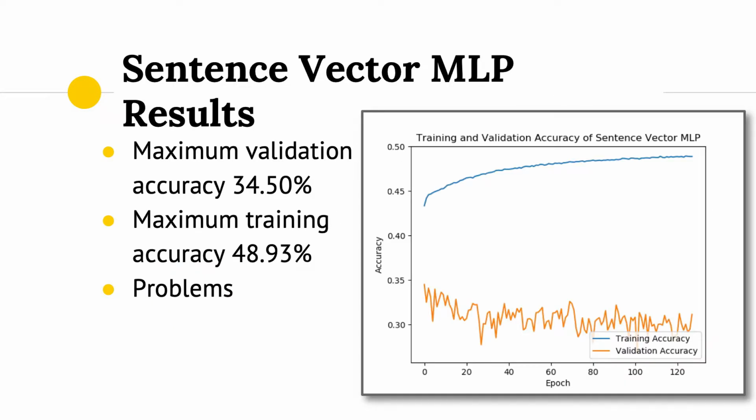So our results for the second multilayer perceptron, we've reached a maximum validation accuracy of 34.5%, which is below the baseline test of guessing all clear. So this network did not perform very well. And the maximum training accuracy was 48.93%, which is much higher than the validation accuracy, which shows that the network was overfitting like the previous multilayer perceptron.